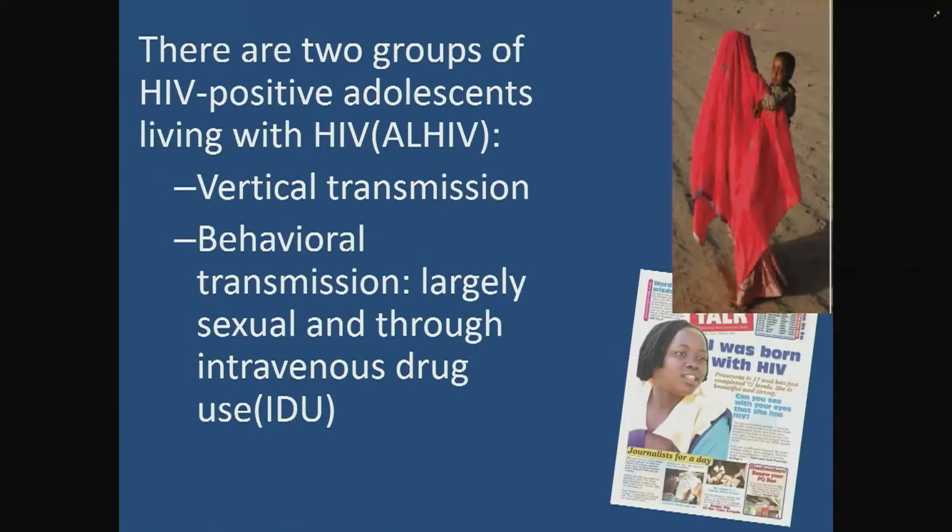We know that there are two types of HIV-infected adolescents: those who acquire HIV vertically from mother to child, and then those who acquire it behaviorally. Most of the behavioral transmission is through sexual means, but we are getting an increasing number of adolescents acquiring HIV through intravenous drug use.